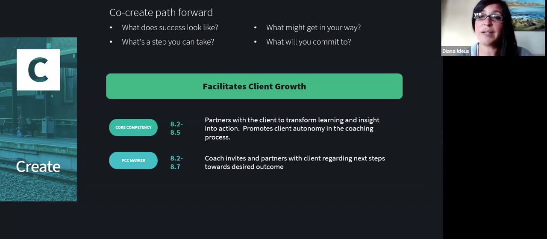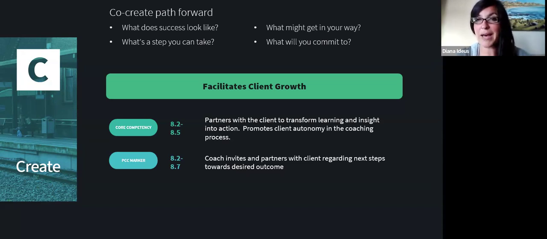And I personally find the core competency language a little bit more esoteric. My brain is more aligned with the PCC markers. And so that is an easier set of language to me, but they're both in here and there's resources everywhere about the core competencies and the PCC markers. So you can take a look at that.